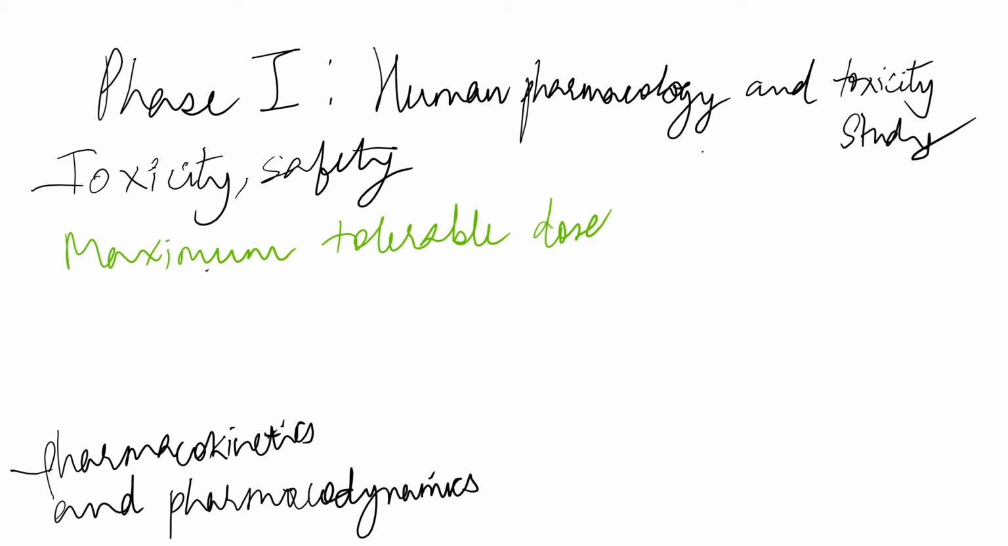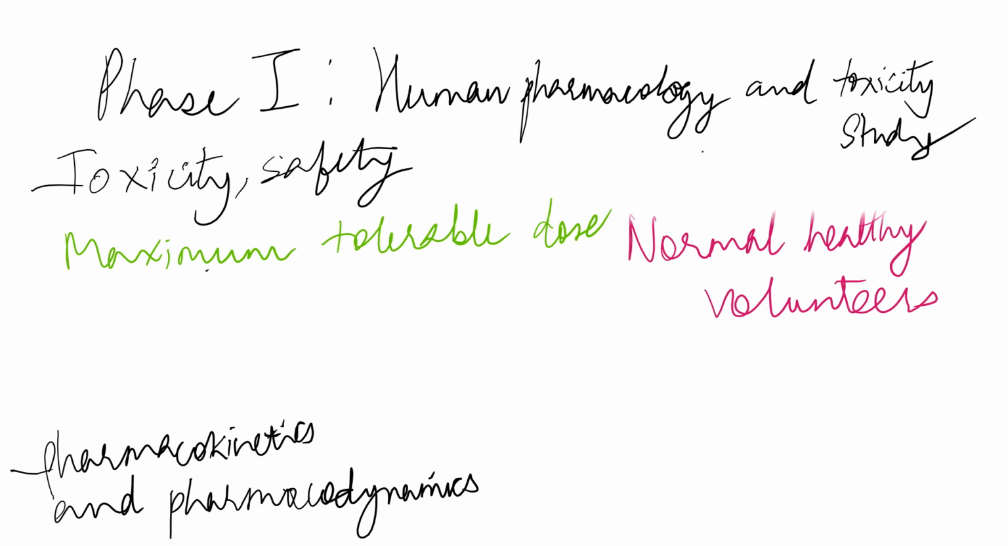We look at the pharmacokinetics and pharmacodynamics of the drug. And in this, normal healthy volunteers are taken, about 20 to 100, to conduct this kind of study, phase 1.